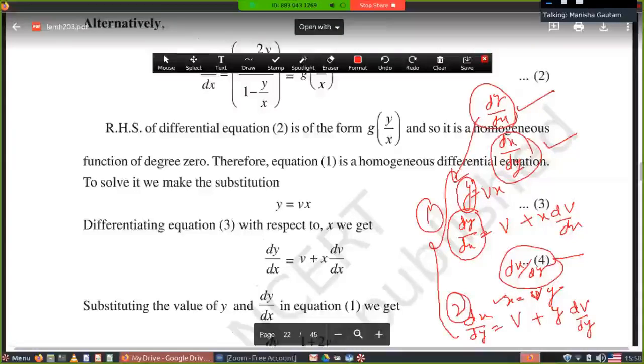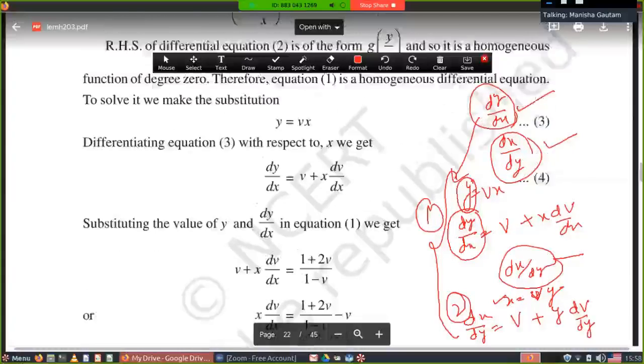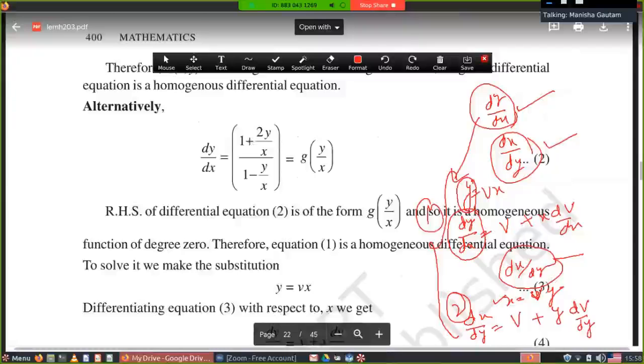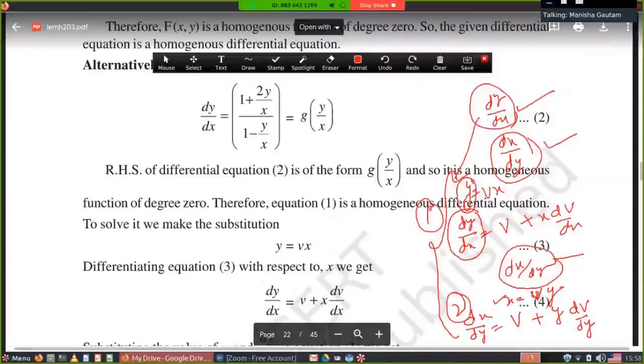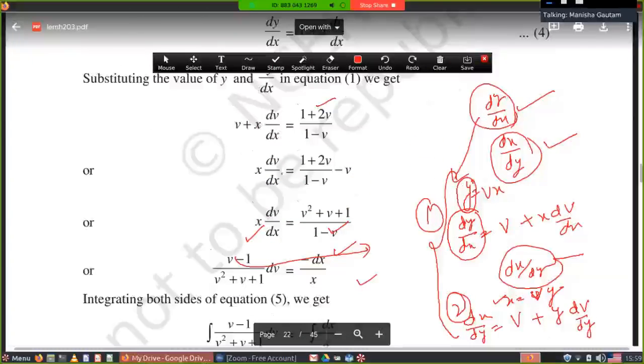Now here's the way to do the question. Just see the question here. This is a question. You have to put y is equal to vx in the question, and dy upon dx is written here. When you put y is equal to vx, it becomes 1 upon 2v upon 1 minus v. Now take this v to the right hand side. Now take the LCM.